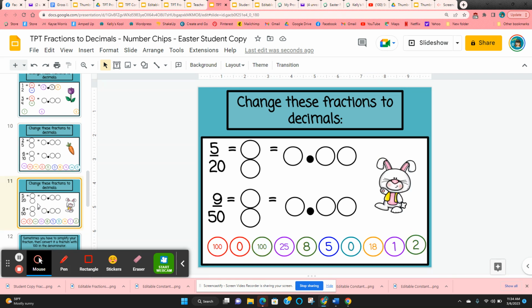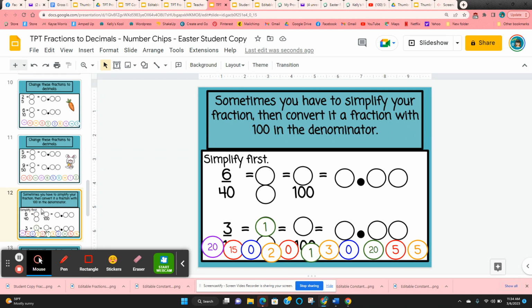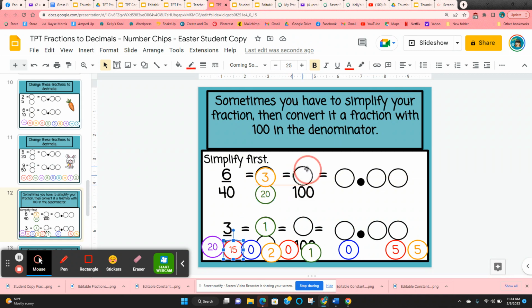And again, converting to 100 in the denominator. Now, sometimes that doesn't work. Sometimes they have to simplify their fraction first. So here, if they simplify 6 40ths, they're going to get 3 20ths. Now they can convert it to a fraction with 100 in the denominator by multiplying by 5. And that would give them 15 hundredths, and now they can convert it to a decimal.